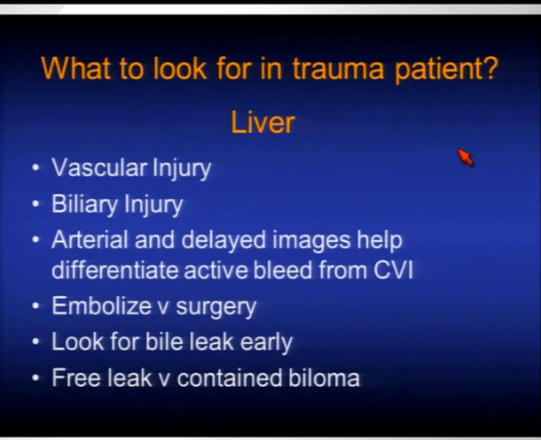And in terms of the trauma patient for the liver, we're looking at vascular injury and biliary injury. Arterial and delayed imaging help to differentiate active extravasation from contained vascular injury. And the treatment choices here again are embolization for contained vascular injury and surgery, which we will use for active extravasation that's massive and catastrophic. We're looking for bile leaks early as a large association with lacerations, and we're looking for free bile leaks versus contained bilomas.